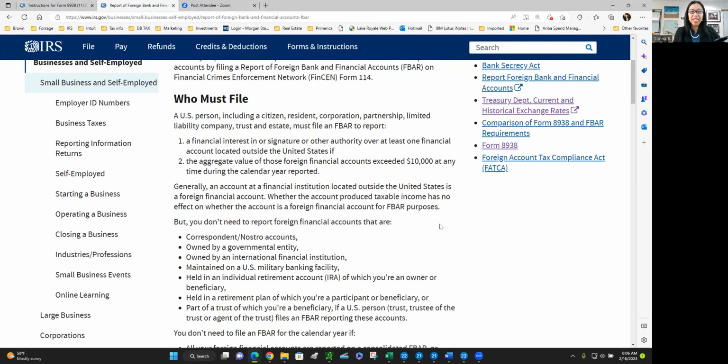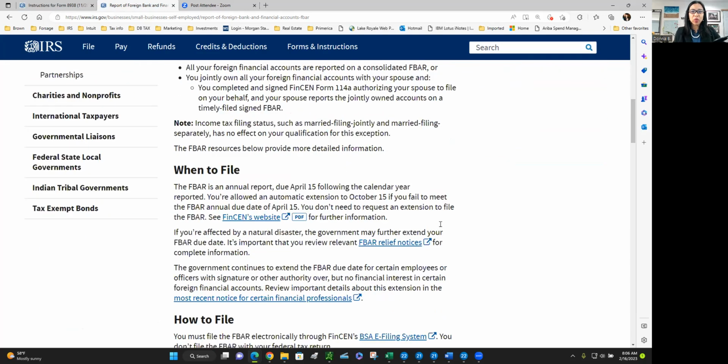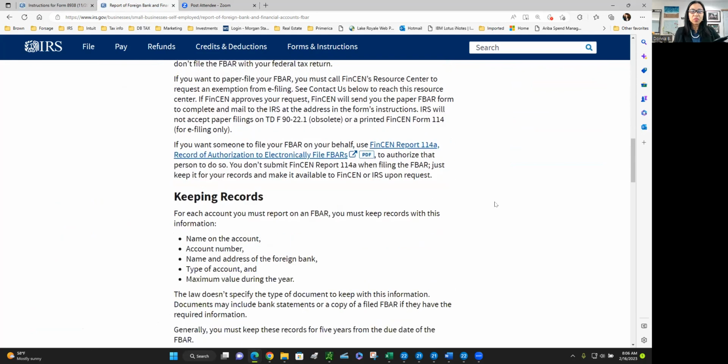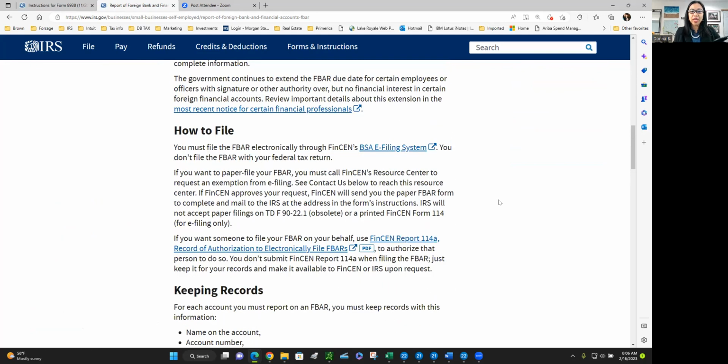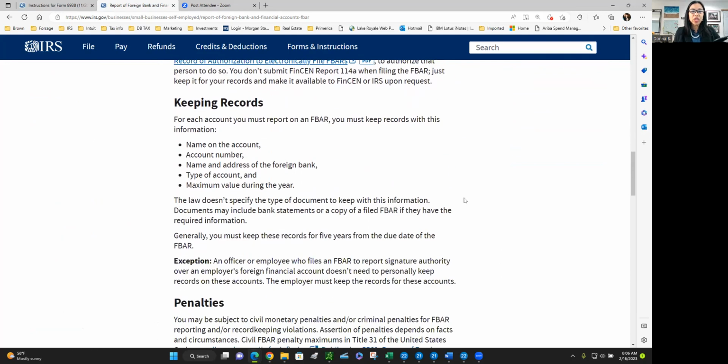If you meet this requirement, then you are required to file the FBAR form. This FBAR form can be filed separately, or it can be filed with your tax return. When to file, it is due at the same time as your personal individual tax return, which is April 15th. There's information on how to file, but again, your tax preparer should be able to file that for you. And what you need to gather as far as the banking information, you'll need the name on the account, number, address, type of account, and the maximum value during the year.